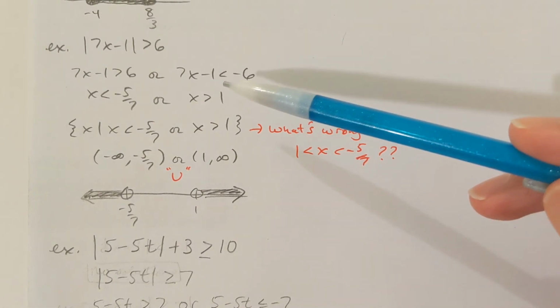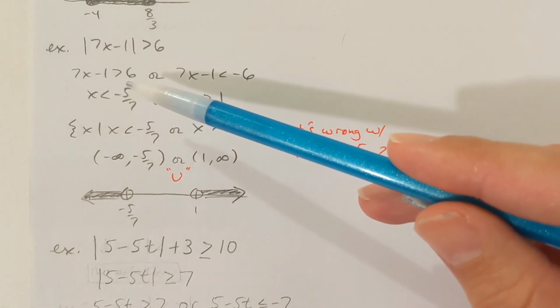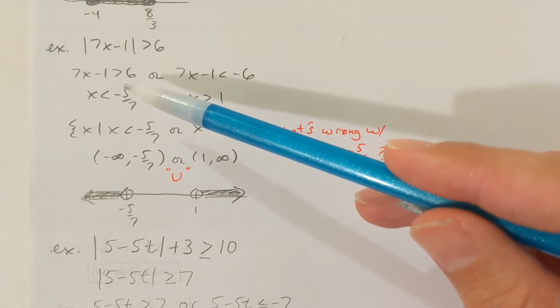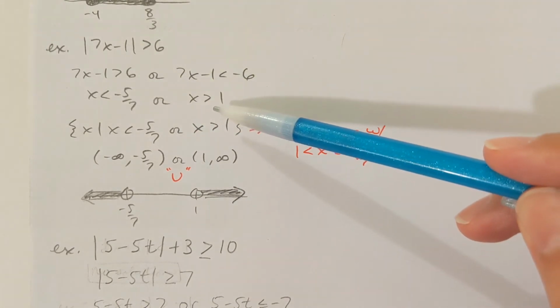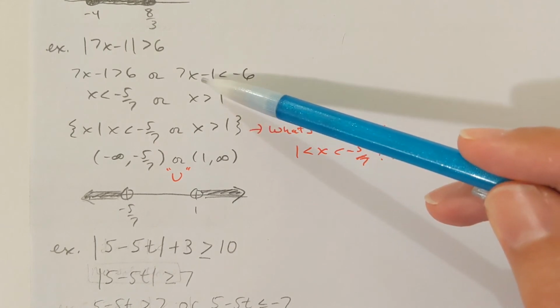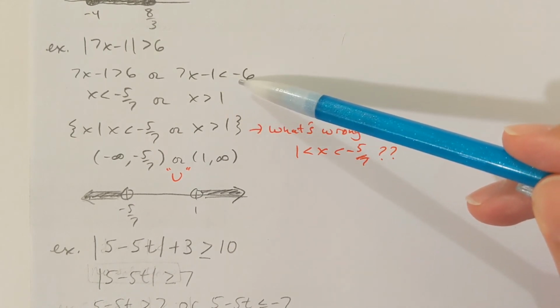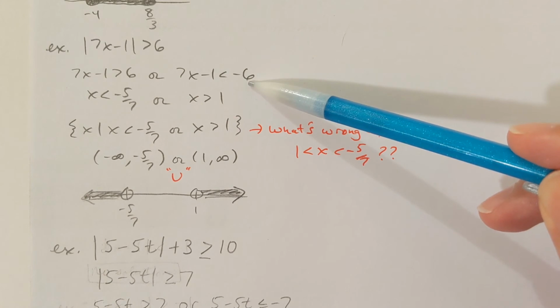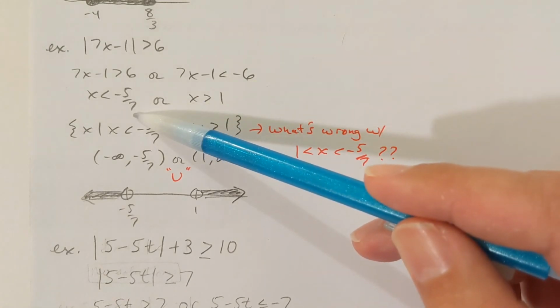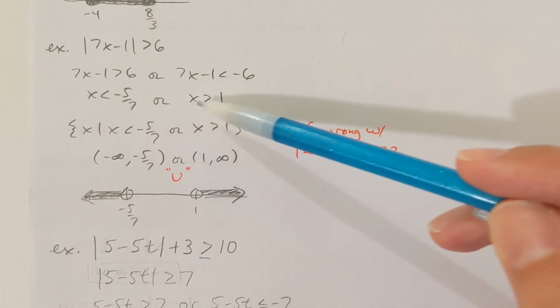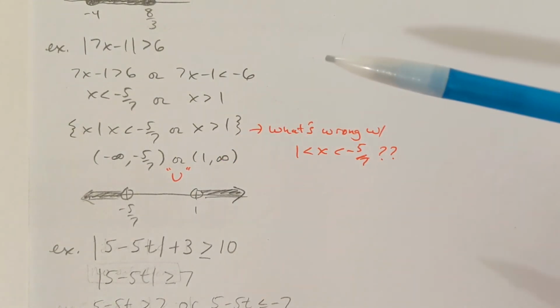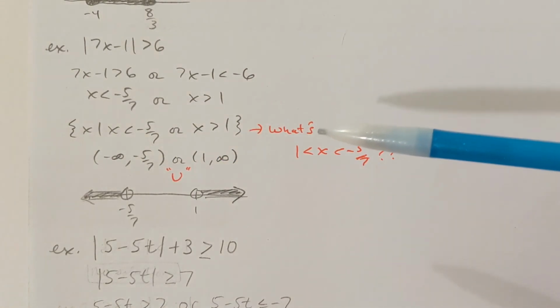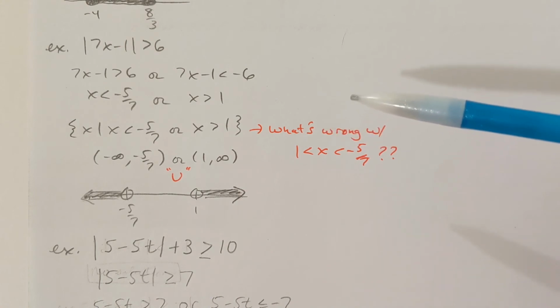If I add 1 to both sides, 7x greater than 7 means that x is greater than 1. Or 7x is less than negative 5 means that x is less than negative 5/7. Okay, or is a key word that I need. I must have that word.